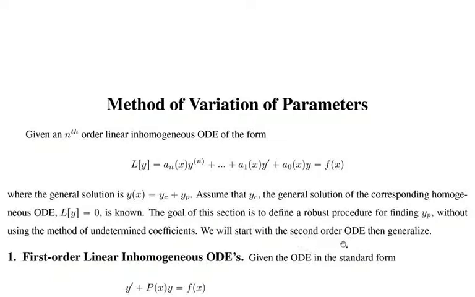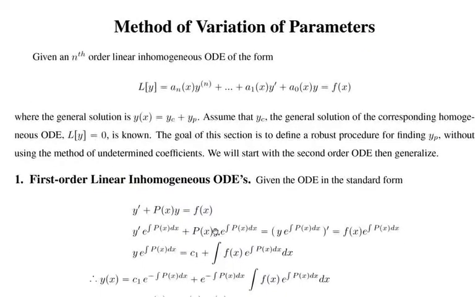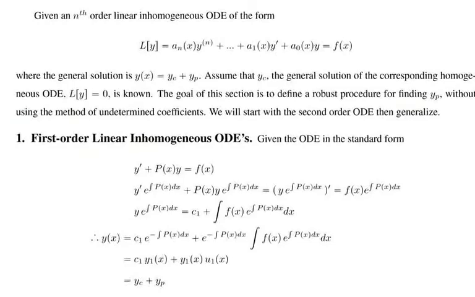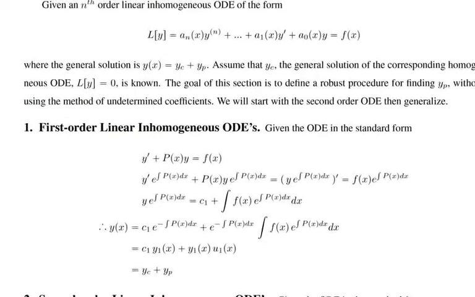for first and second order ODEs, and then we're going to generalize it for nth order ODEs. So why aren't we going to do it for first order ODEs? Because recall that first order linear inhomogeneous ODE, we know how to solve it. You learned that before in the previous chapters.